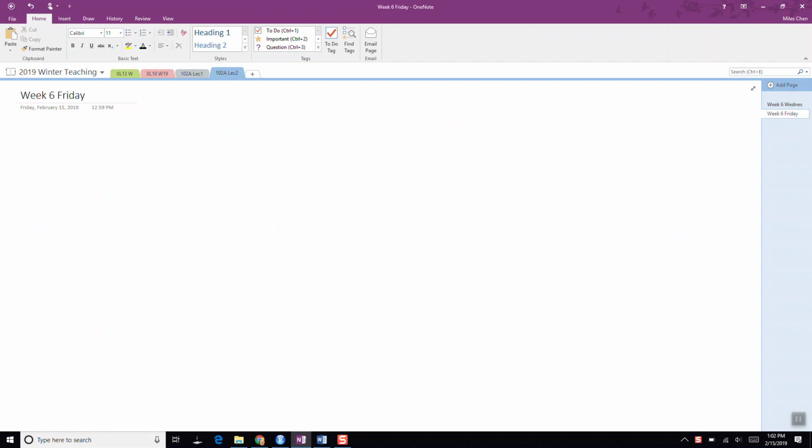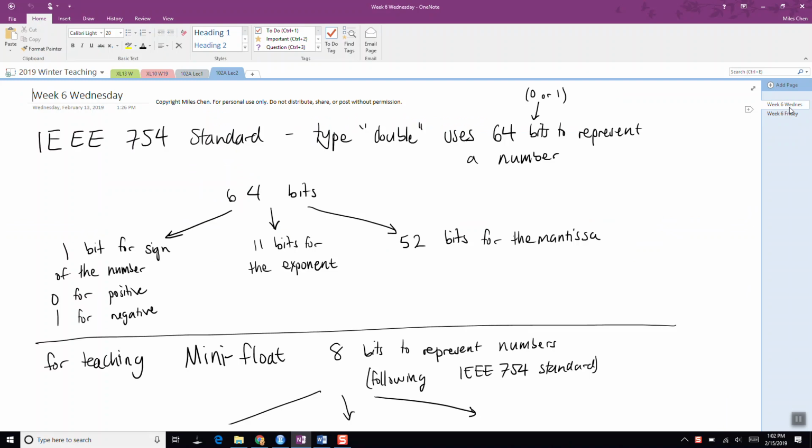Let's see. All right. On Wednesday, we started talking about floating point numbers in the computer, because this is how our computer represents numbers with bits. We only have 64 bits to represent a number, which means we cannot represent every value on the number line. We can represent big numbers and small numbers, but certainly not every value, because there's infinitely many of them. And so we have 64 bits.